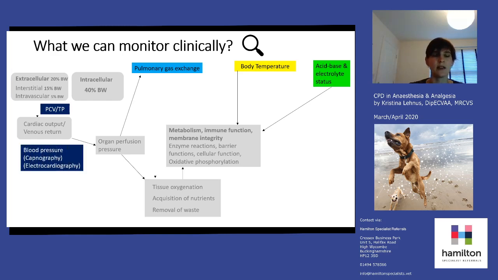We can then also measure blood pressure. So this is an indirect way of ascertaining whether or not our cardiac output might be okay. But as we get onto in a minute, more than just the cardiac output affects blood pressure.